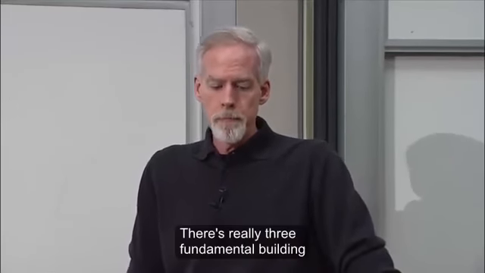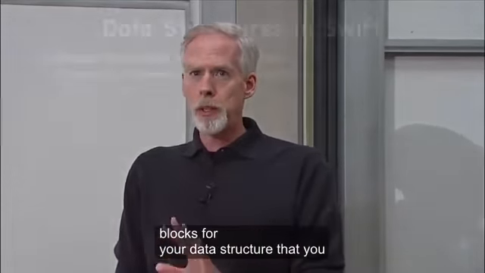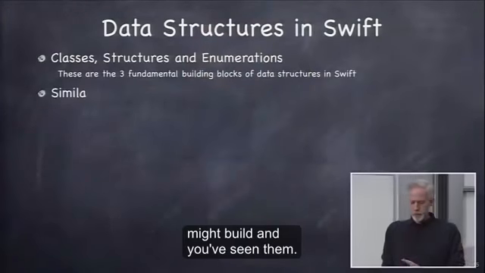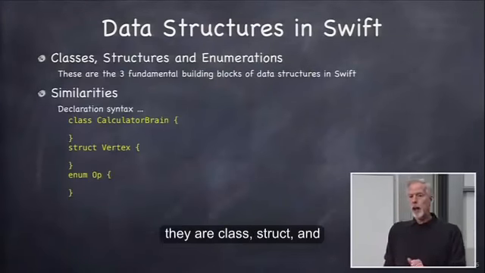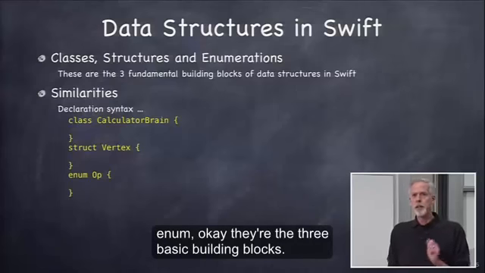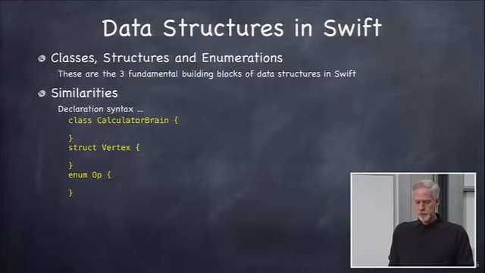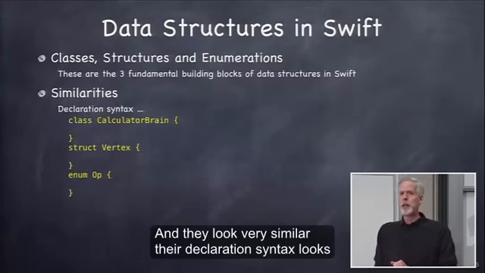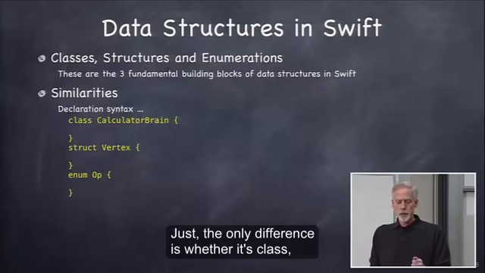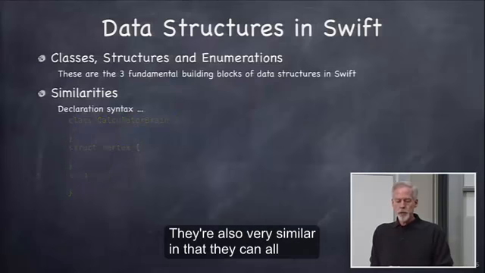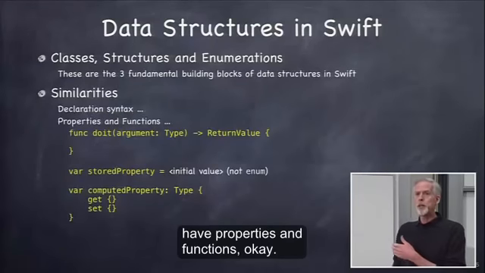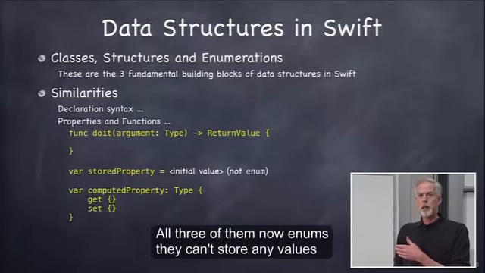There are really three fundamental building blocks for the data structures that you might build. And you've seen two of the three of them in detail. They are class, struct, and enum. They're the three basic building blocks. And they look very similar. Their declaration syntax looks very similar, right? The only difference is whether it's class, struct, or enum, but otherwise it looks the same. They're also very similar in that they can all have properties and functions. All three of them.